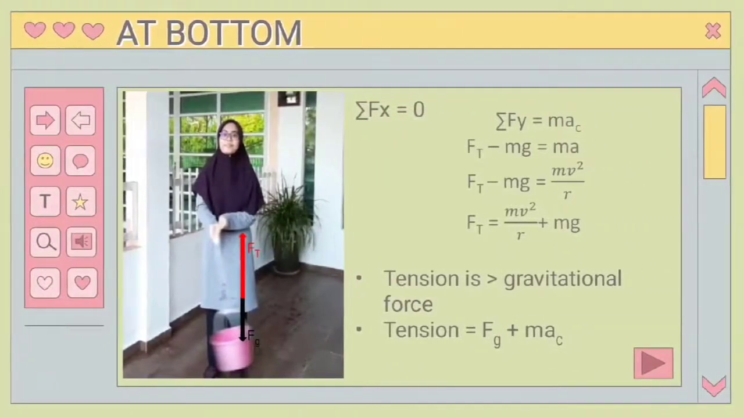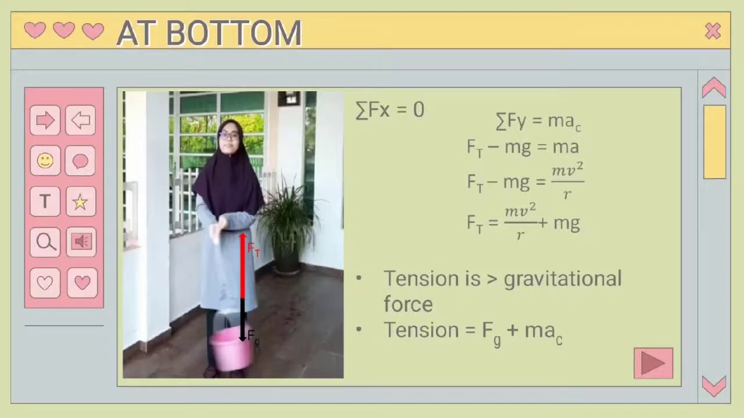Next, when the pail is at the bottom, F_x is equal to 0 because there is no acceleration in the x component, so we just use F_y. F_y equals m a_c, centripetal acceleration. Tension is upward and the gravitational force is the opposite. So tension minus mg is equal to ma, and ma is equal to mv squared over r. So tension is equal to mv squared over r plus mg. From the formula, it can be clearly seen that tension is greater than gravitational force.